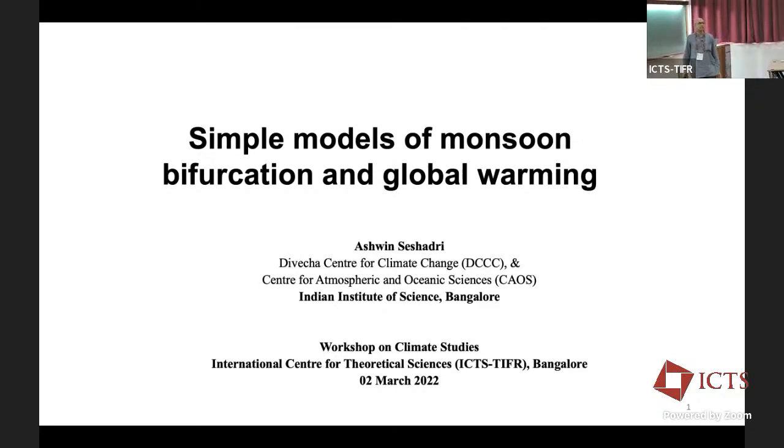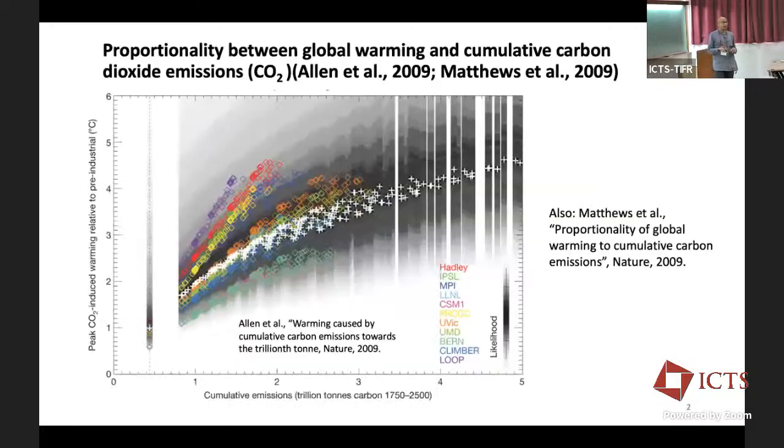I'm Ashwin Seshadri from these two centers in ISC. I'm going to talk about a couple of problems mainly where I think some very, very simple models have seemingly given us some insight. I'm hoping this will be more in the nature of a conversation, so please do interrupt me at any time. I'm thinking of pausing after I talk about the first problem, and then we can have a discussion there and then go on to the second.